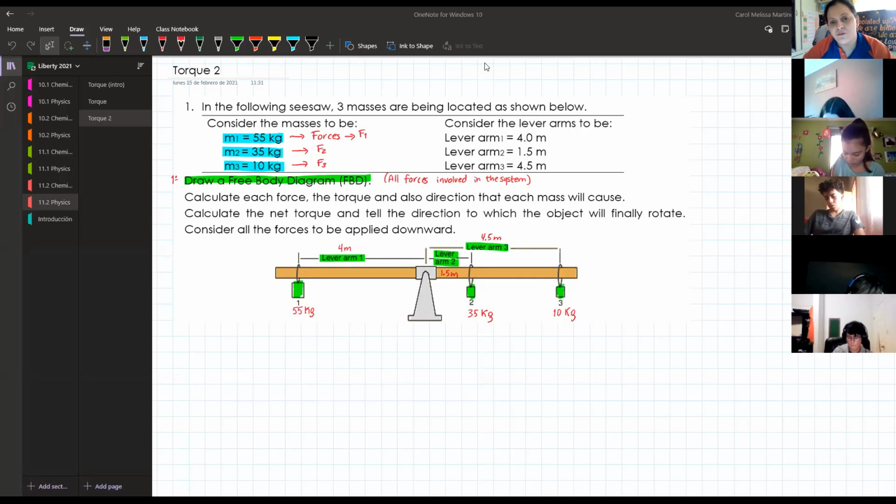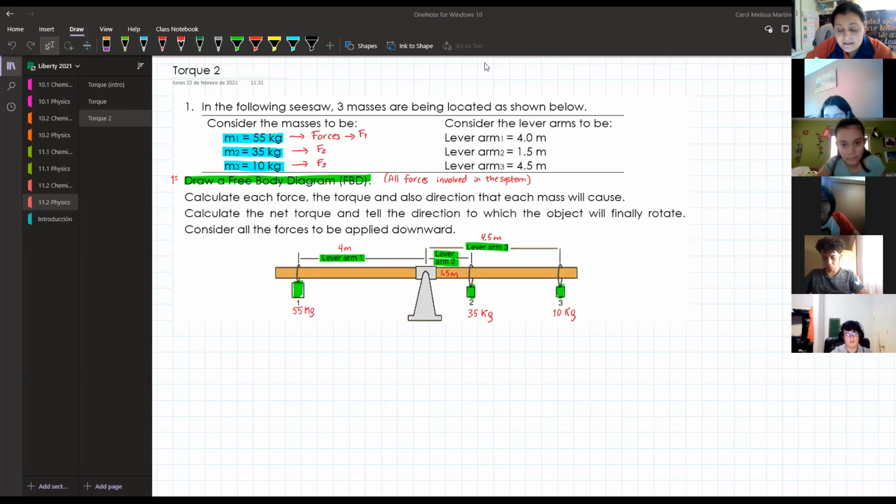So what we do is represent the whole drawing in a simpler one. Before we continue, tell me, what is the hinge in this seesaw? Remember that the hinge is the place that is not rotating. It is in the middle, yes. So this is going to be the hinge. I'm going to do it in a different color.